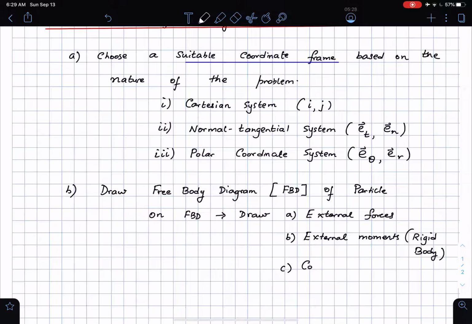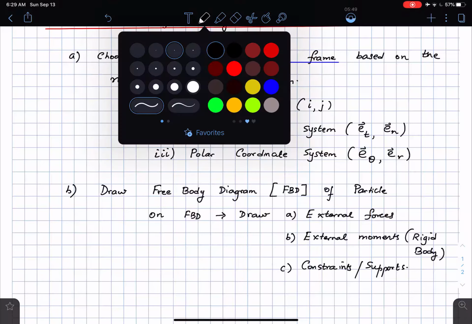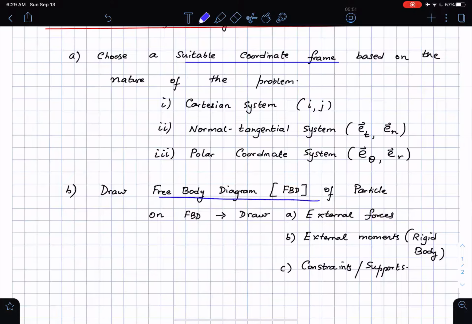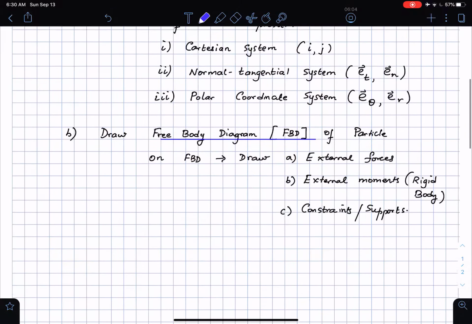So, constraints or supports. For example, if it's a ball held on a string, then what is the constraint? The constraint is going to be the tension of the string. This is what you draw on the free body diagram, and it's very important that one draws very clean free body diagrams, because the cleanliness of a free body diagram tells us how cluttered or uncluttered our thinking is. That's the second step.